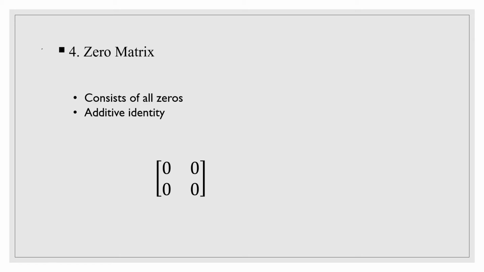And if all the elements of the matrix are 0, then it is a zero matrix. It is usually known as the additive identity because if I am adding this to any matrix of order 2, it will lead you to the same matrix. A, B, C, D plus this zero matrix will be just the given matrix A, B, C, D. So this zero matrix is always the additive identity.